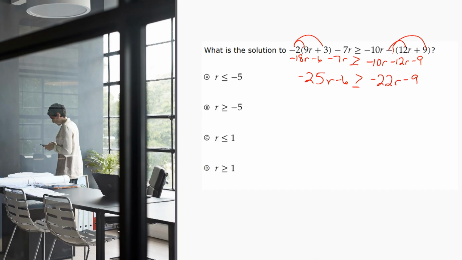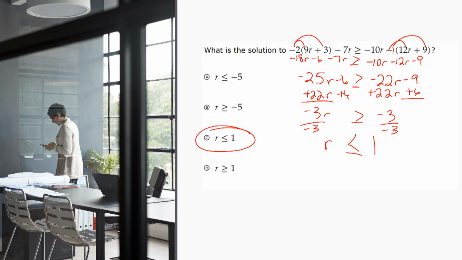I'm going to go ahead and put all of my variables on the left, so I'm going to add 22r to both sides, which I have -3r. I'm going to add 6 to both sides, which would be what? -3. I'm going to divide by a -3. When I divide by a negative, I have to flip my inequality symbol. Negative divided by a negative is a positive. Do I have an answer choice that means the same thing as r is less than or equal to 1? I have the exact r is less than or equal to 1.